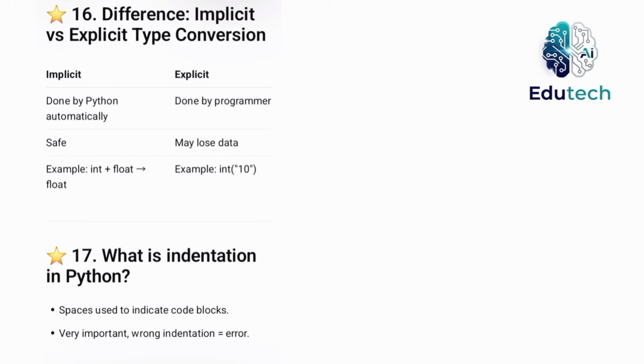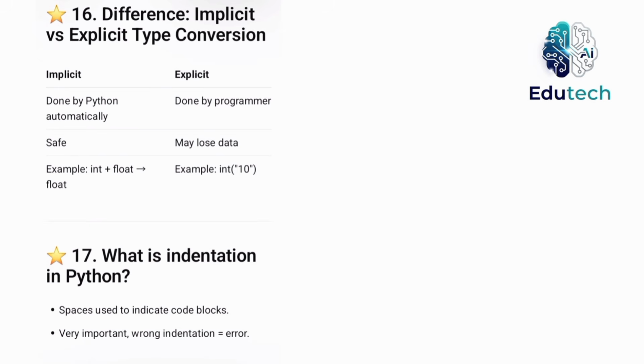Difference between implicit type conversion and explicit type conversion. Implicit type conversion is done by Python automatically. Example: int plus float is float. Explicit type conversion is done by the programmer. It may lose data. Example: int("10").